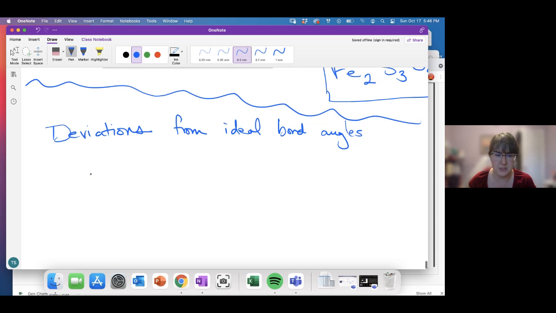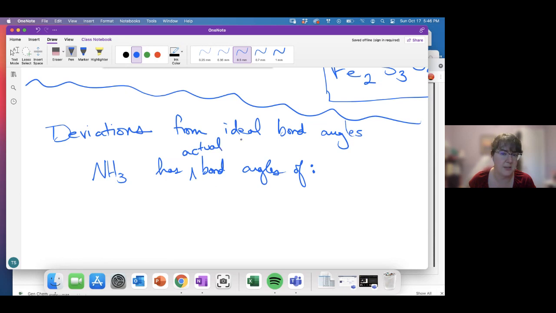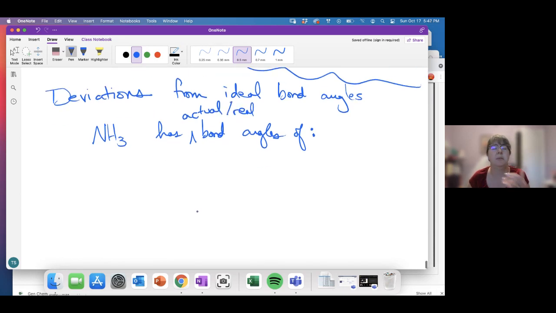What it usually looks like for us is we would give you a compound, and then we would say it has bond angles of. And it might even say actual bond angles, or maybe real bond angles, but it somehow means that it's not the ideal. You would need to be able to draw this.